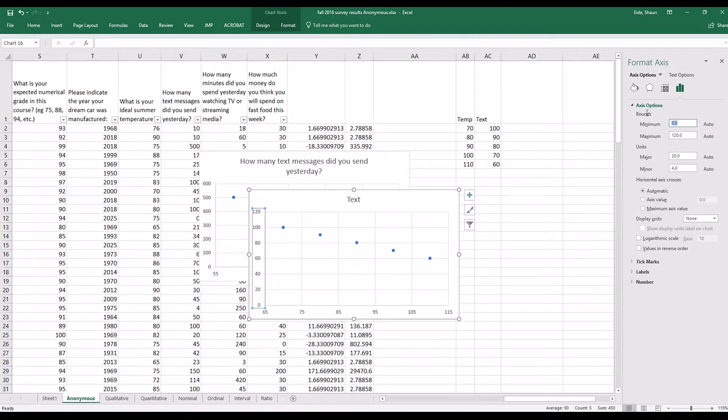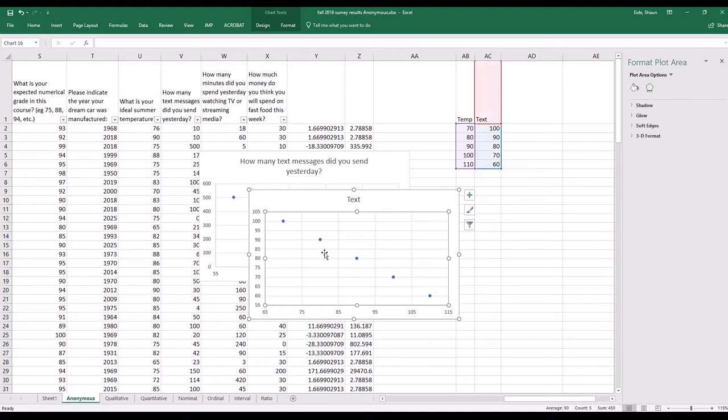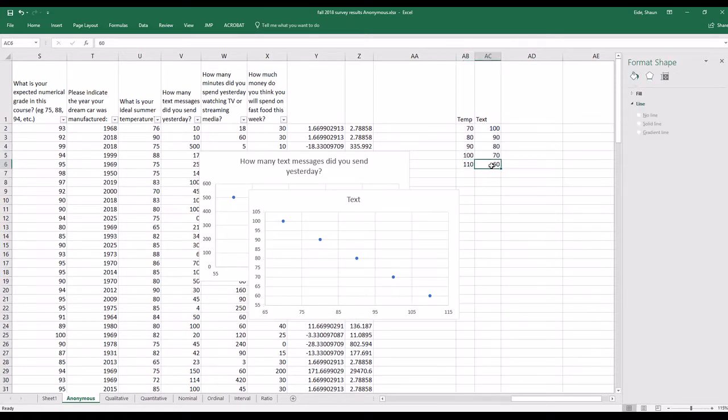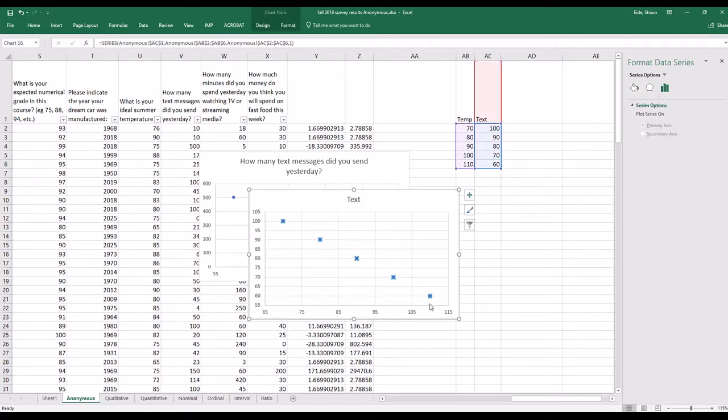We'll make that 55 to 105. Okay, so what you can see here is the horizontal axis is 110, and the vertical axis is 60. So temperature is 110 and text messages is 60. So you come over here, 110, 60, and they've got a point there. Okay, and then you come right here, we've got 100 degrees and 70 text messages.